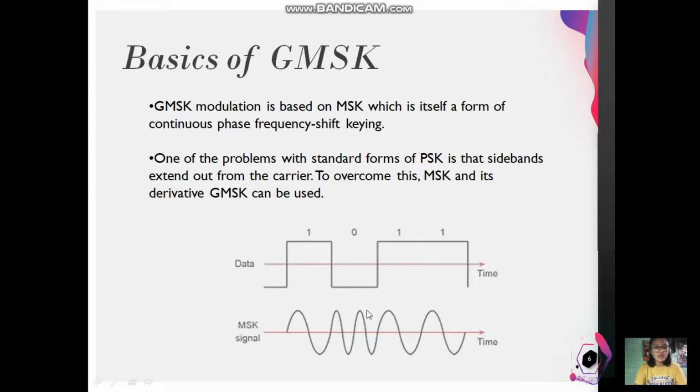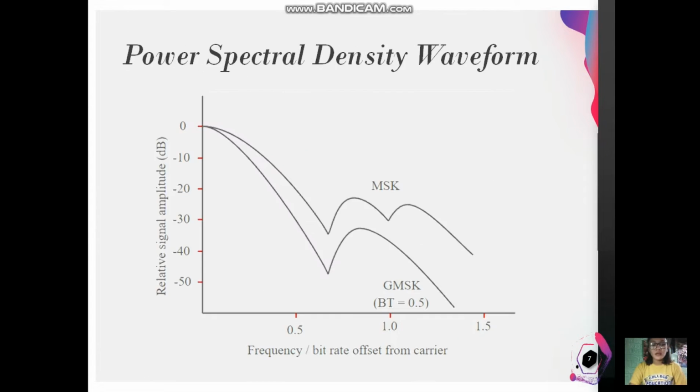This arises as a result of a unique factor of MSK, in that the frequency difference between the logical 1 and logical 0 state is always equal to half the data rate. This can be expressed in terms of the modulation index, which is always equal to 0.5. And now let's see the power spectral density waveform.